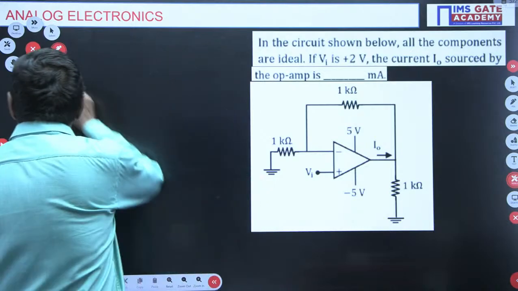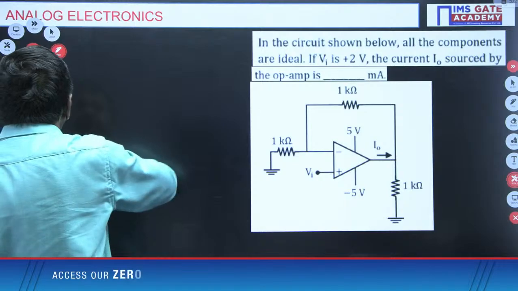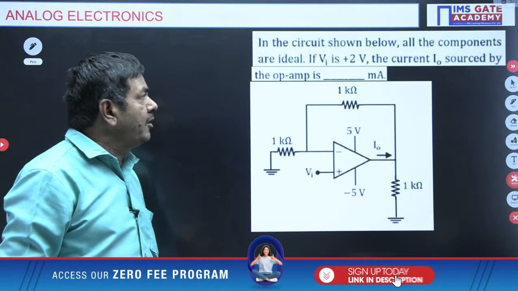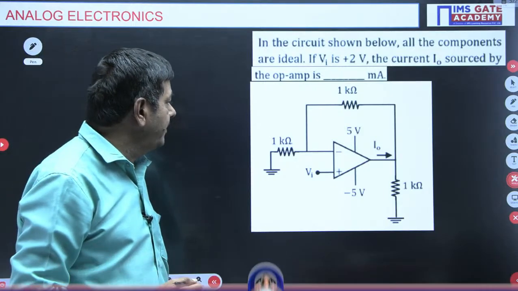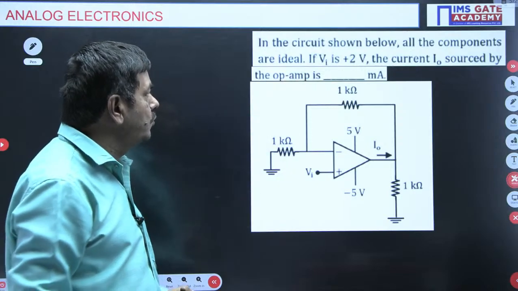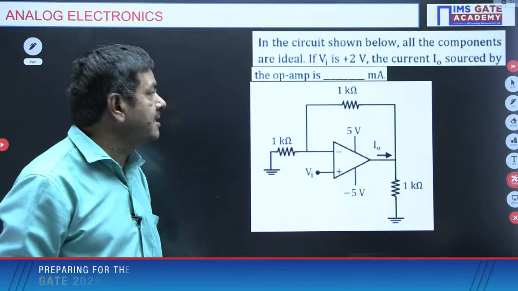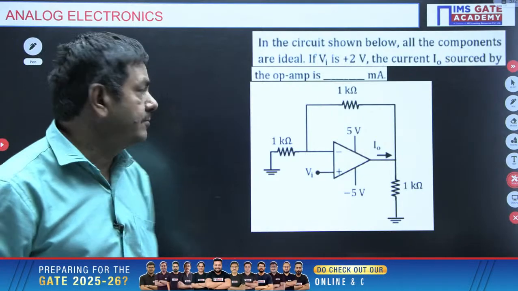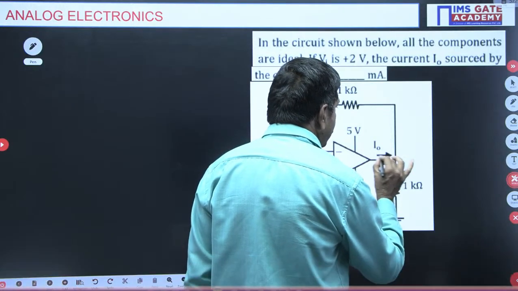But what is given in this particular problem, please watch, and you will understand clearly. In the circuit shown below, all the components are ideal. If Vi, or V1, is 2 volts, the current I0 sourced by the op amp is dash milliamperes. It is asking to find the I0 value. I0 is nothing but the current passing through this side. This current is required.